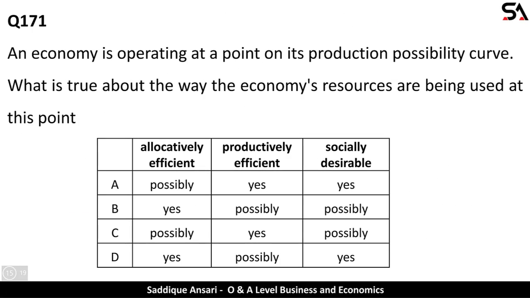Next, an economy is operating at a point on its production possibility curve. What is true about the way the economy's resources are being used at this point? The production possibility curve shows productive efficiency. So productive efficiency is yes. So we are left with A and C. Allocative efficiency, there is a possibility provided that the output produced is socially desirable. So still we are not able to guess which answer out of A and C is correct. Socially desirable output, there is a possibility only because the production possibility curve doesn't show allocative efficiency. So C is the correct answer.